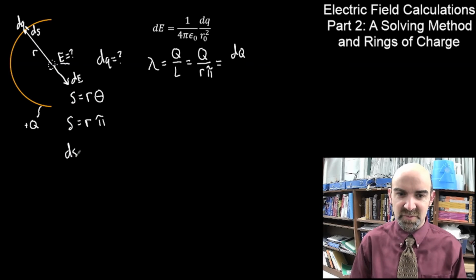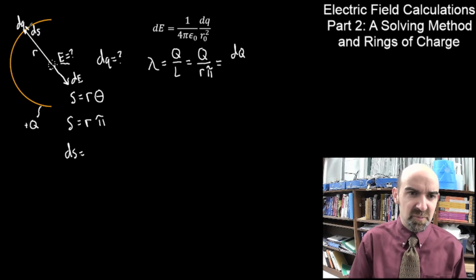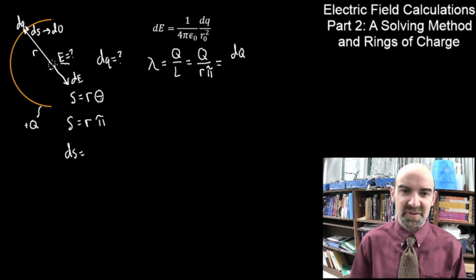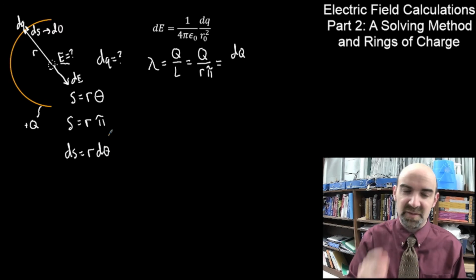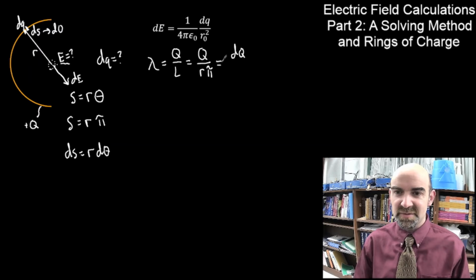Well, ds would be the derivative of both sides. R is a constant, and if we move from this little piece to this little piece, it creates a little tiny angle d theta. So with that arc length, there's an associated d theta. R stays the same, but it's theta that's changing to get that little tiny bit of arc length. So there's our ds, is r d theta. Instead of s equals r theta, we're going to have, I'll put it in here, a ds.